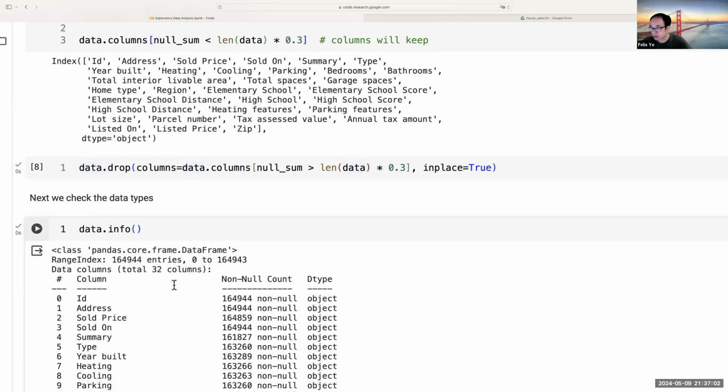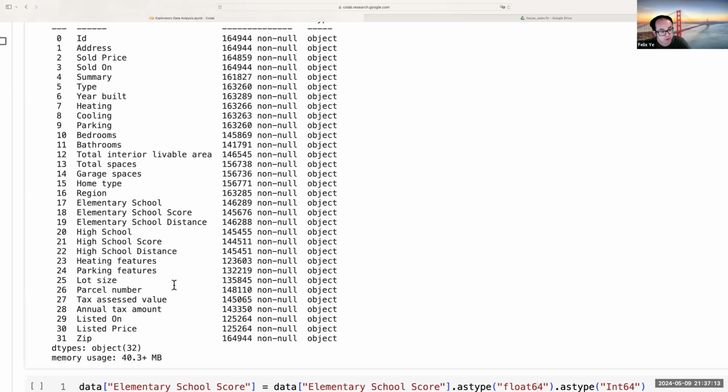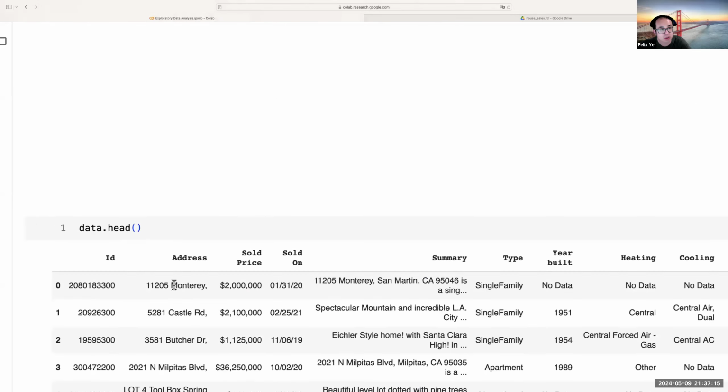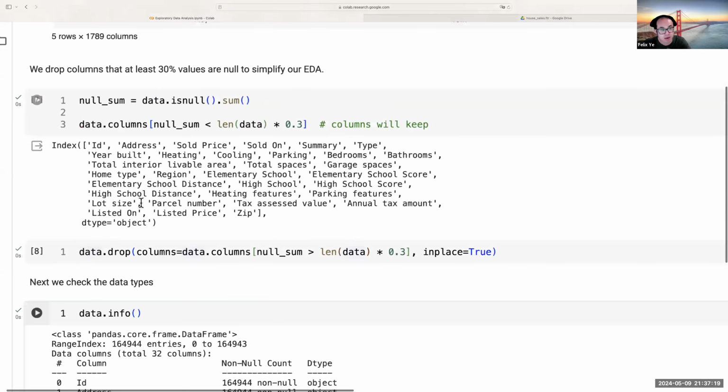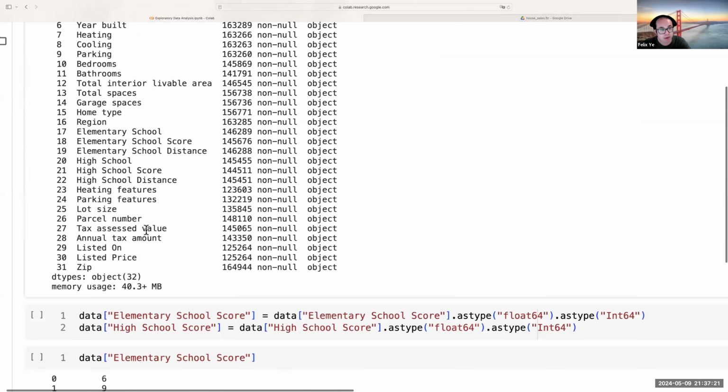But we are not throwing out those entries. We are still keeping all these entries, but we just throw out most of the columns. So this already significantly shrank our data. And to remind you, previously we had 2.2 gigabytes. After one trick, my data is only 40 megabytes. So this is a dramatic shrink.